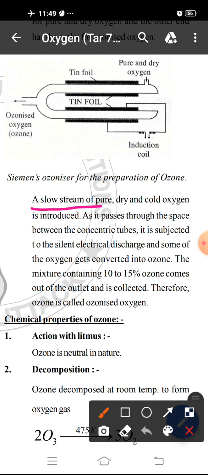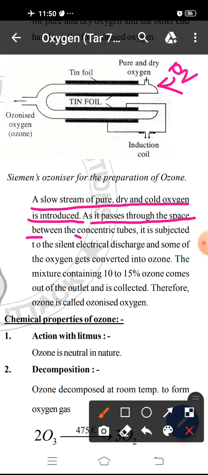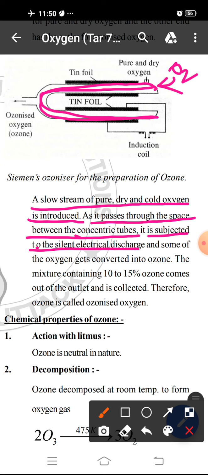When a slow stream of pure, dry and cold oxygen is introduced to the Siemens ozonizer, it passes through the space between the two concentric tubes. This is the space where the oxygen moves, and it is subjected to the silent electric discharge. Then the oxygen gas is converted to ozone.